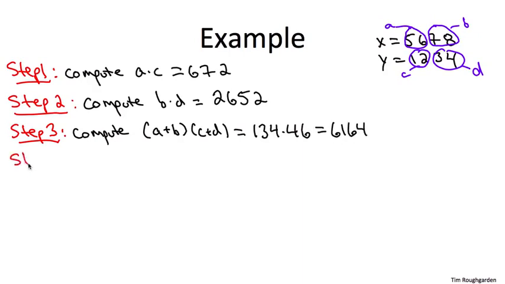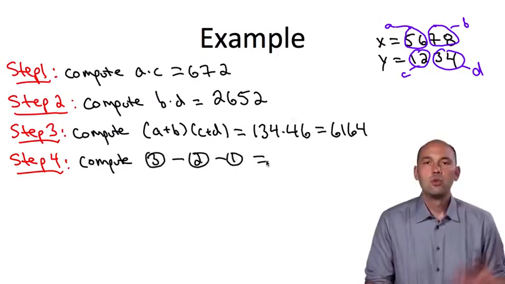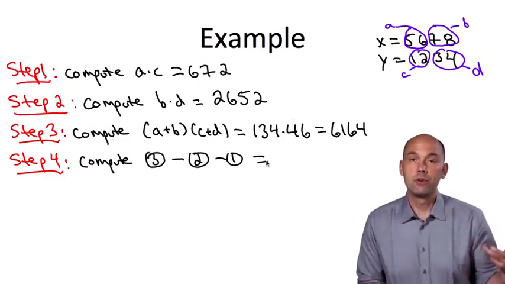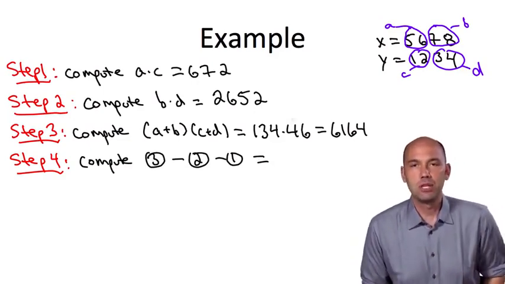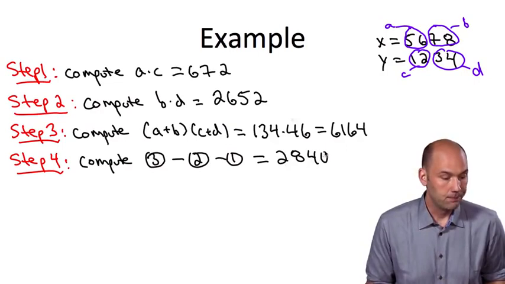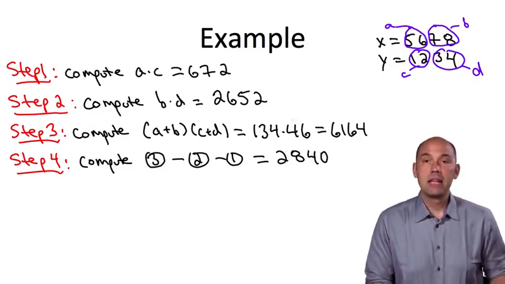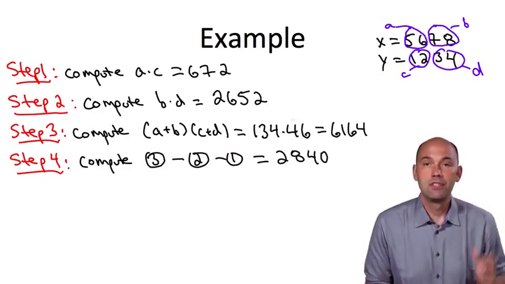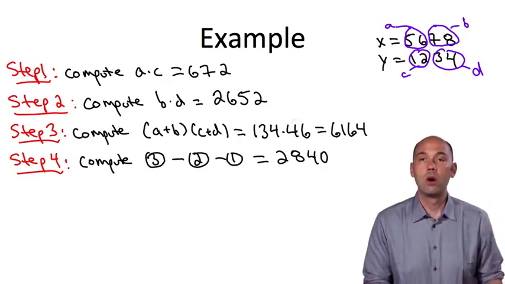Now, I'm going to subtract our first two products from the results of this computation. That is, I'm going to take 6164, subtract 2652, and subtract 672. You should check that if you subtract the results of the first two steps from the result of the third step, you get 2840.